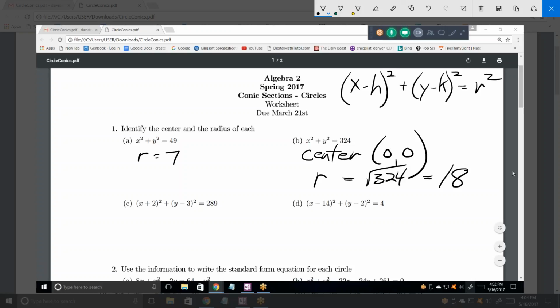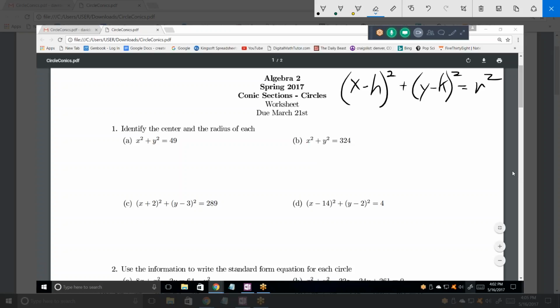Now let's look at C. Now they get more complicated. They're not at the origin anymore. So where is the center of the circle on C? It's at +2, minus 3. No. It's at -2, plus 3. Oh, yeah. These are all x minus h and y minus k.